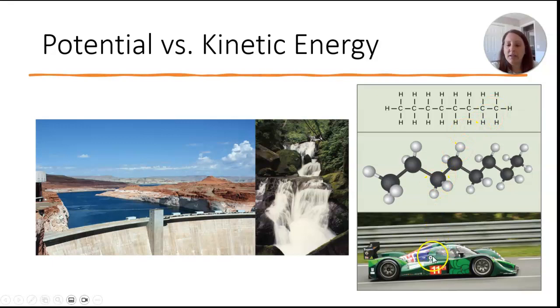Every single bond here between the carbons represents stored potential chemical energy. What will happen is these bonds will be broken. We say it's burnt by this car. As those bonds are broken, energy is extracted, and that's going to be used by the car to move. So again, we go from chemical energy stored in the bonds of this molecule to kinetic energy, the energy of motion, as that car is moving.